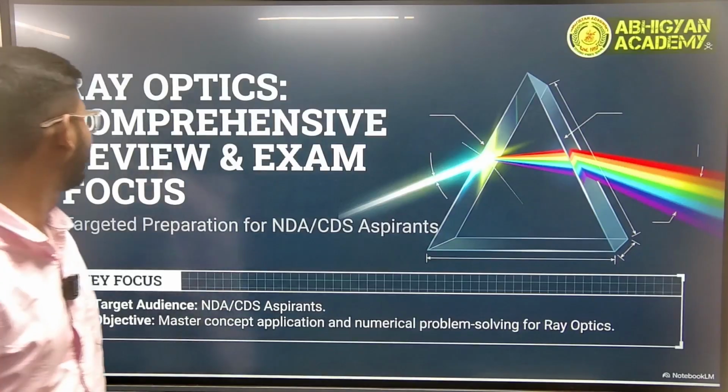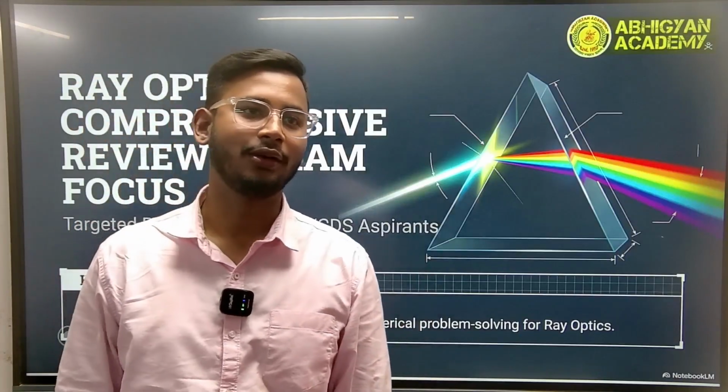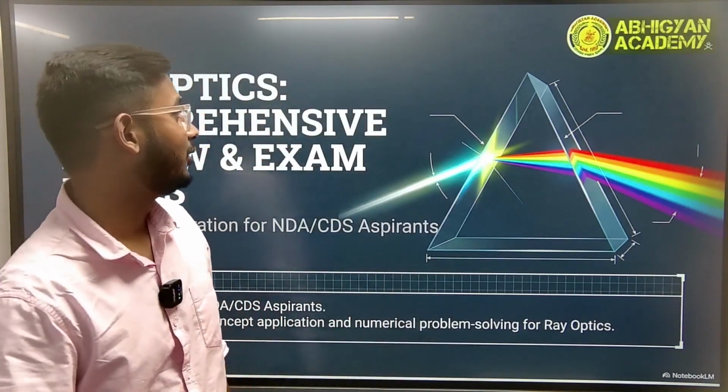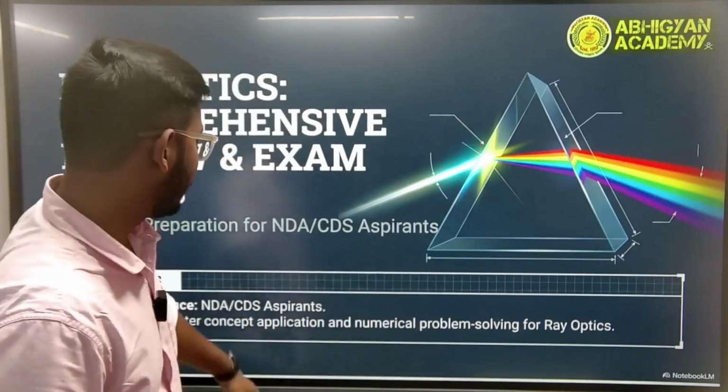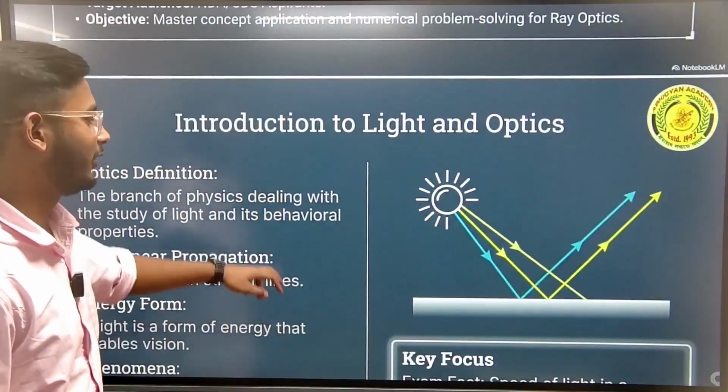Let's talk about ray optics, the branch which actually deals with light, the propagation of light, the way of light, the path of light. So that branch is called ray optics. So this is the introduction of light and ray optics.